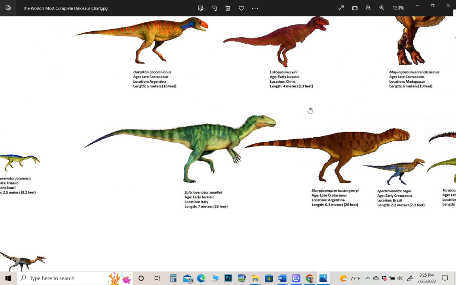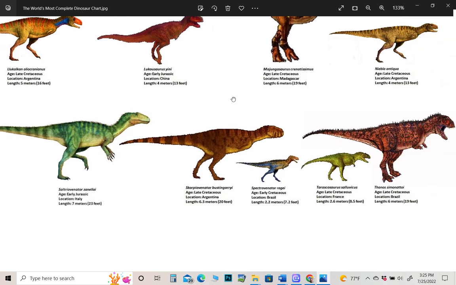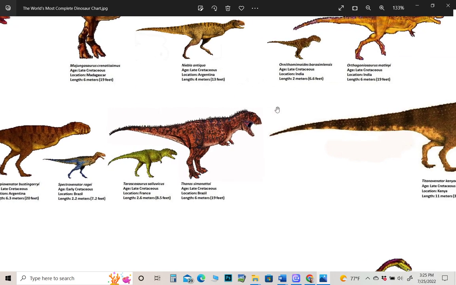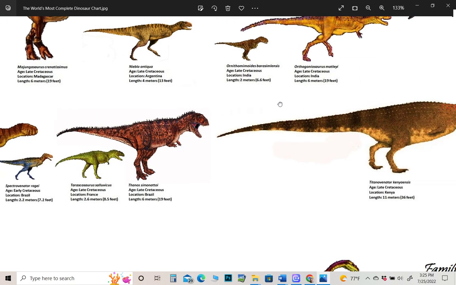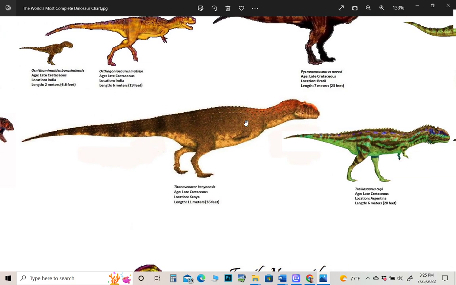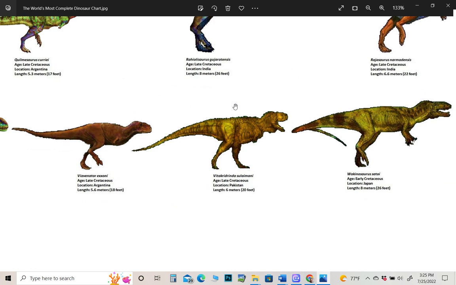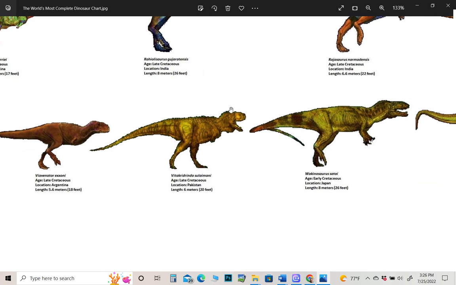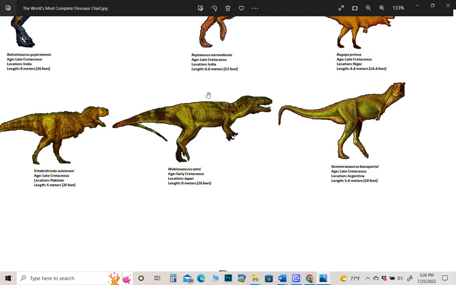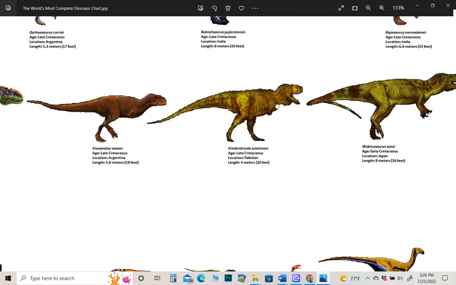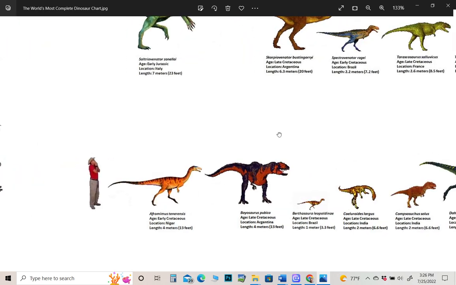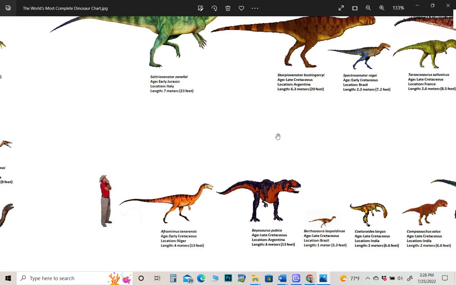Then we have Saltriovenator, Scorpiovenator, Spectrovenator, Tarascosaurus, Thanos, named after, of course, everyone's favorite supervillain in the Marvel Cinematic Universe. Titanovenator, I think this is tied with the largest one. Trolcosaurus, Viovenator, Vitacridrinda, some of those are awkward names. Joaquinosaurus, Xenotarsosaurus. We have the Noasaurs, which are the direct sister group of the Abelosaurs.